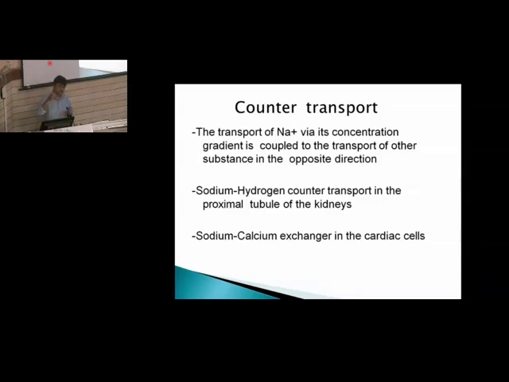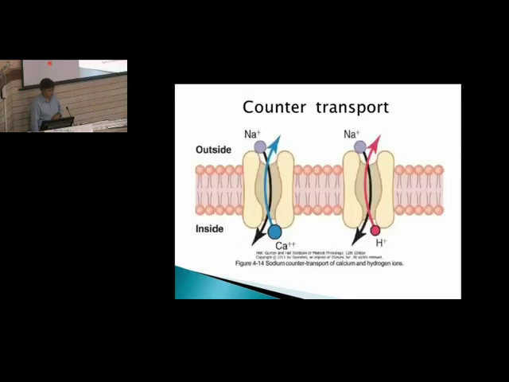And sodium concentration is built up because of what? The sodium potassium pump. That is active transport, where the sodium concentration is built up outside the cell, and then because of that build-up of sodium concentration, it carries either glucose with it or calcium in exchange. The direct energy is not used in this type of transport, right? This is the example of counter transport.